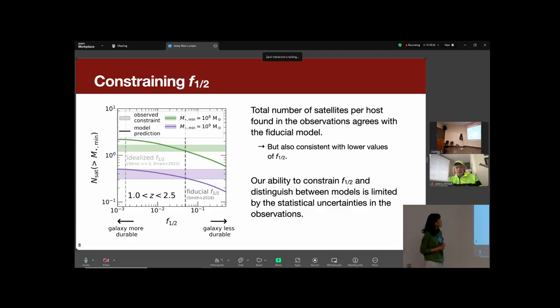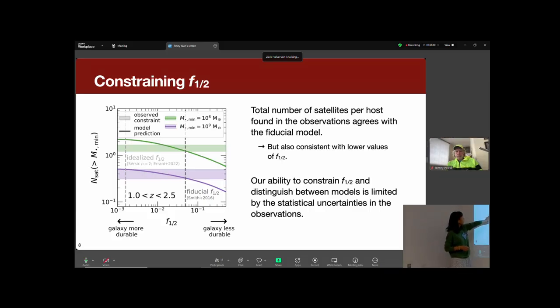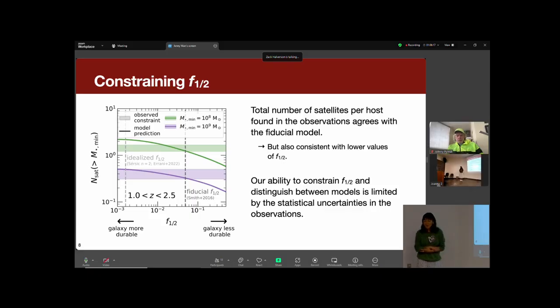I've marked our fiducial value motivated by these Smith Hydra simulations in the dark gray dashed line, and I'm also showing a predicted F1/2 value from these Irani idealized simulations in the light gray dashed line. The main takeaway from this plot is that the data are fully consistent with our value of F1/2, but it's also consistent with F1/2 being potentially much lower than that. So galaxies may be more durable than what is predicted by hydrodynamic simulations.